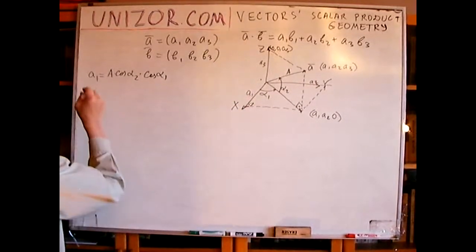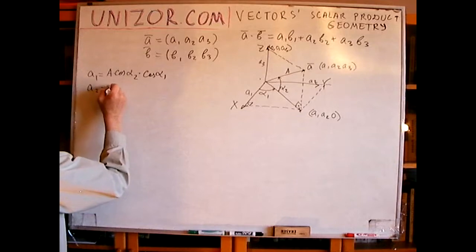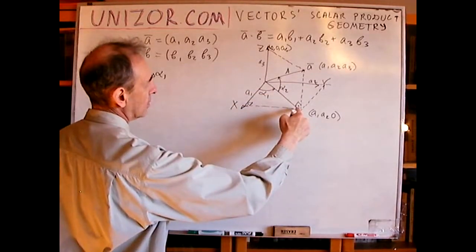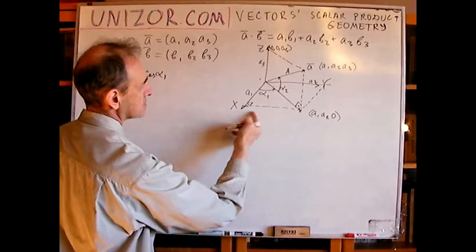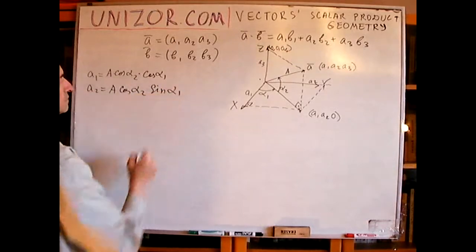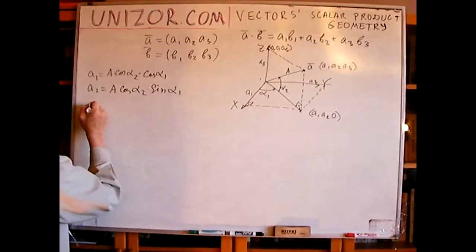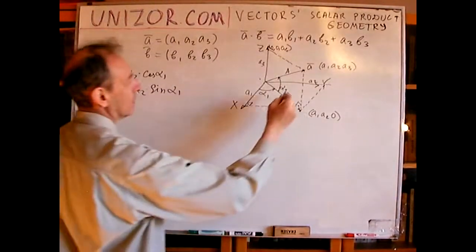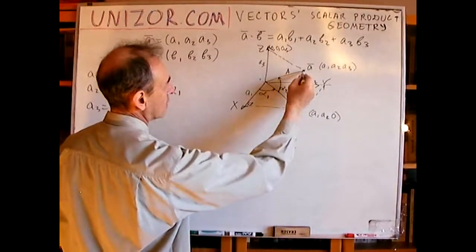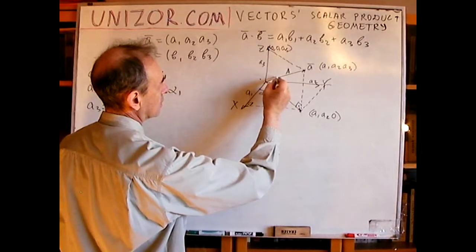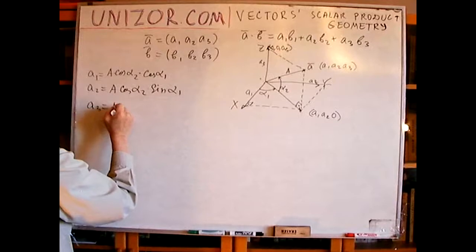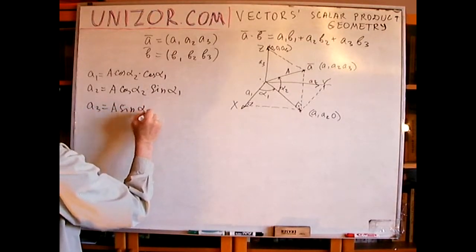Now A2 is A cosine alpha 2, it's the same thing, but now I need this catetus, which is sine of alpha 1. And finally, A3 is equal to, it's this, which is the same as this, so it's the opposite catetus with hypotenuse A, and alpha 2 is angle. So it's A sine alpha 2.